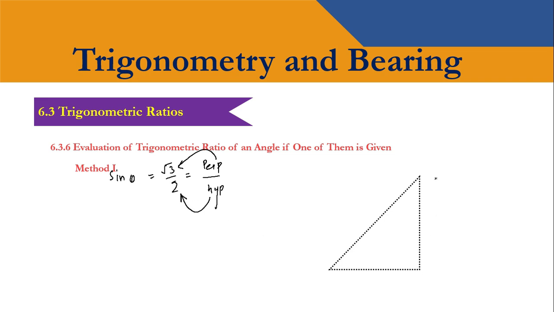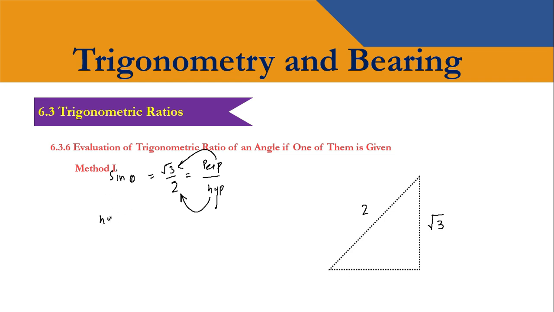So draw a right triangle here, and label these values on the triangle. So this is the perpendicular, so perpendicular is equal to root 3 and your hypotenuse value is equal to 2. This side, the base, is missing. To calculate the base, you use the Pythagoras theorem.